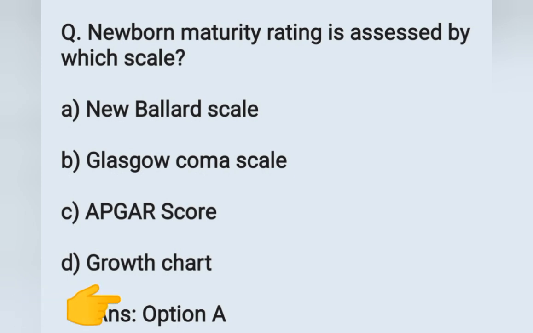This New Ballard scale is used to assess the maturity or the gestational age, especially in case of premature infants. Here, newborn maturity rating is assessed by using New Ballard scale. Option A is the correct answer. Move on to the next question.